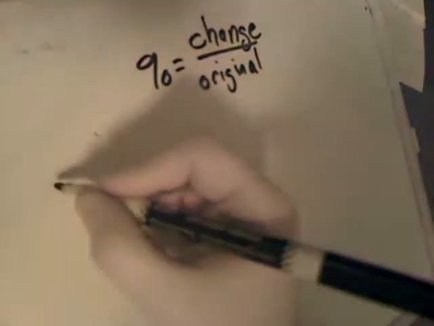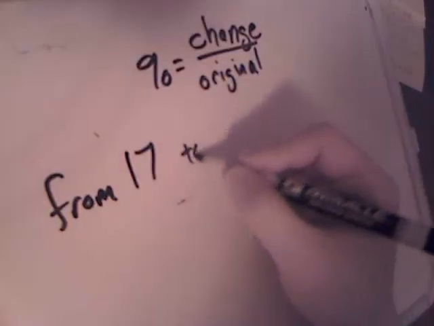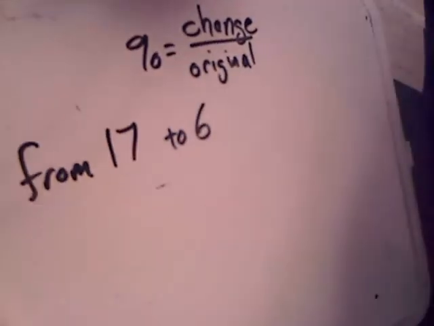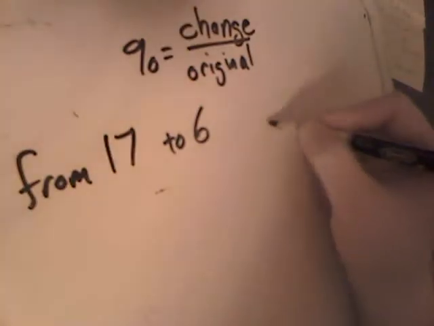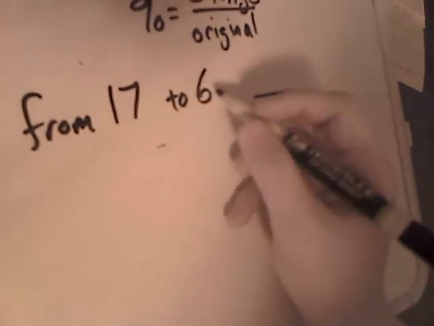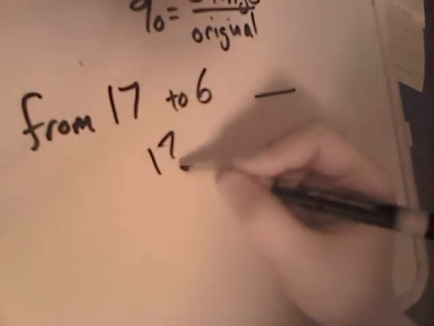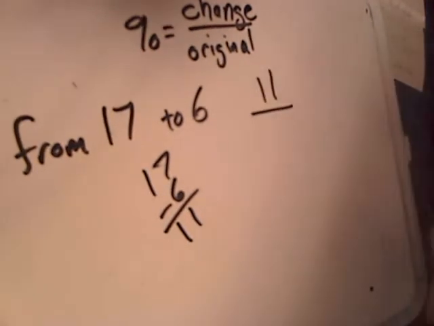So, for example, if I start out at 17 and I go down to 6, let's say this is how many baskets were scored in a basketball game. We want to know what's that percentage of change. So the first thing I need to do is find how much we changed by. What's the difference between these two numbers? 17 minus 6 is 11. So I'm going to put 11 up top.